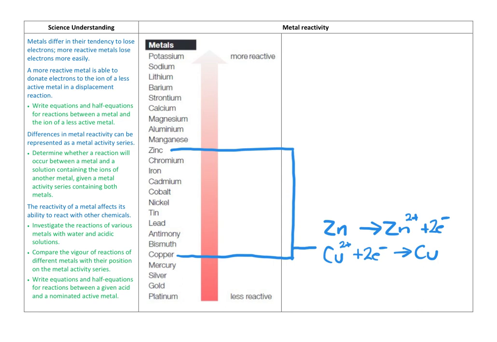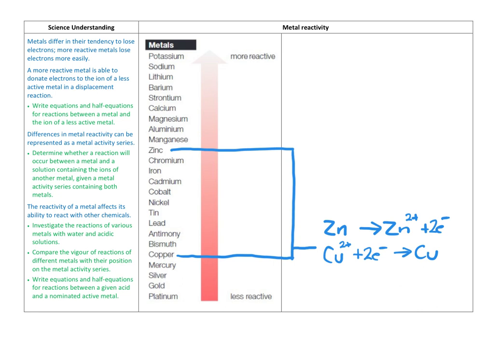So if we take a piece of zinc and put it with copper ions, that's the reaction that will happen. Now, if we did the opposite, if we took a bit of copper and put it with some zinc ions, well, the copper is already reduced. It's already got its electrons. The zinc is already oxidized. So then we won't get any reaction.